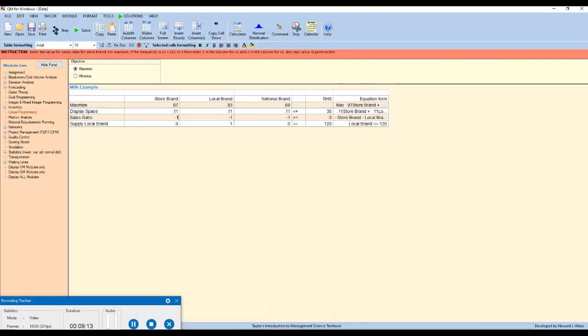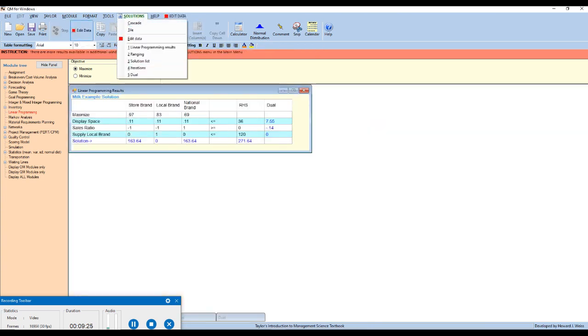This is minus 1, and the national brand is 1. So the key is that they align here. So once this information's been taken care of, we hit solve, and this is what we get.